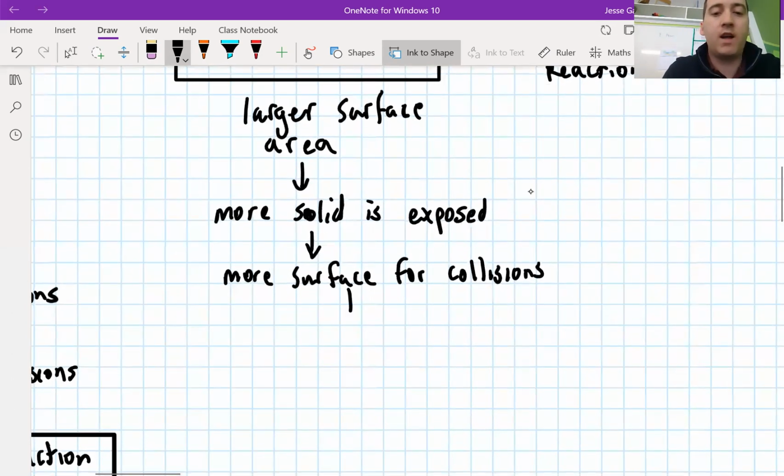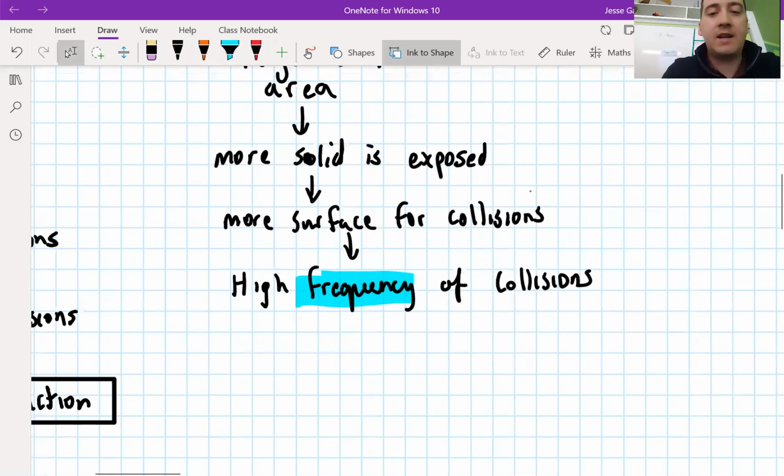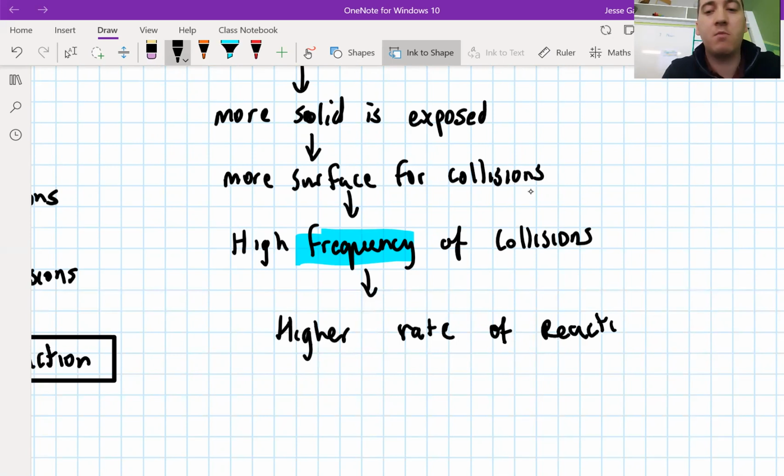So what? Well, I'm going to use that important word again. This gives us a high frequency, which just means often, high frequency of collisions. So collisions happen more often. I'm going to highlight that word again, high frequency of collisions. And this gives us a higher chance of successful collisions if they're happening more often, and that gives us a higher rate of reaction. Higher rate of reaction. In other words, the reaction will be more quick, will be faster.